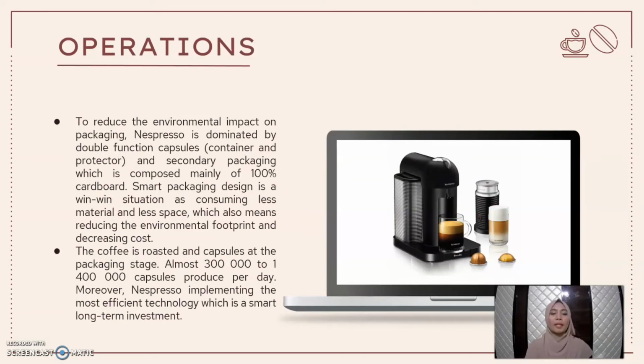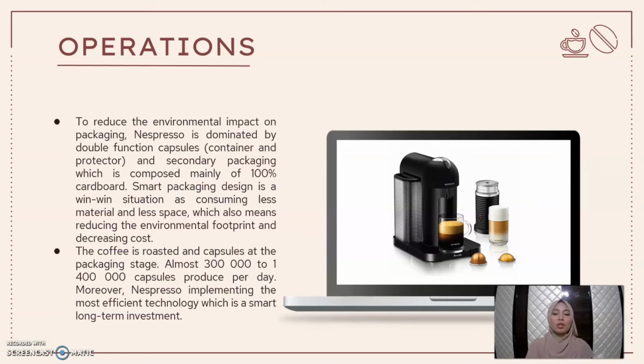Operation. The company activity is associated with transforming inputs into the final product form. To reduce the environmental impact of packaging, Nespresso is dominated by a double function capsule, container, and protector, and secondary packaging, which is composed mainly of 100% cardboard. Smart packaging design is a win-win situation as it consumes less material and less space, which also means reducing the environmental footprint of the capsules and decreasing the cost.